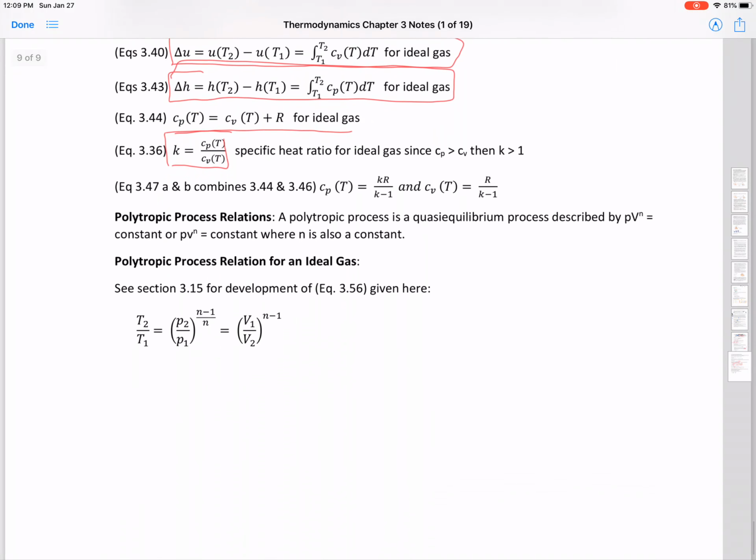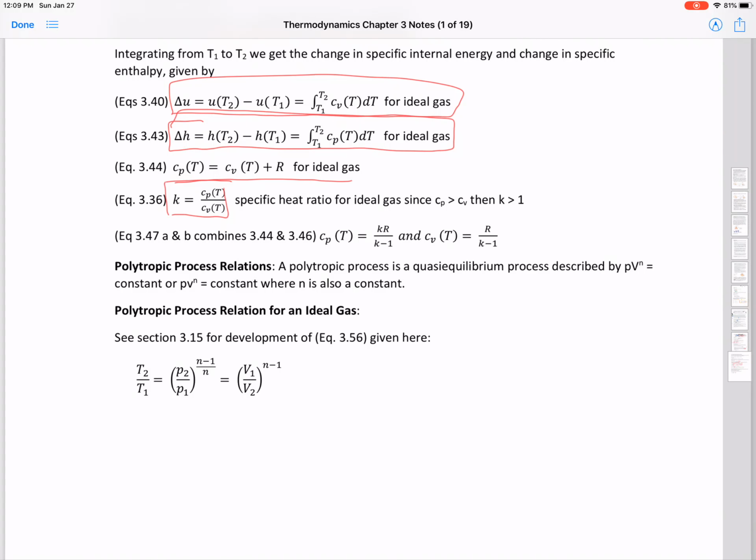And lastly, we have polytropic process relations. A polytropic process is a quasi-equilibrium process described by PV to the nth power equals a constant, or P small v to the n power equals a constant, where n is also a constant. We saw this in chapter 2 as well. So that just defines a polytropic process relationship.